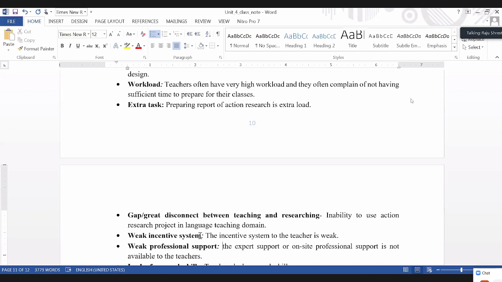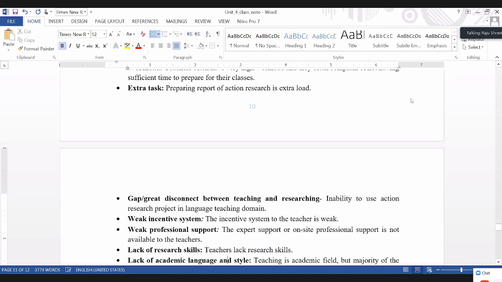Teachers have no support, they just keep doing whatever they already know. So professional support or expert support, on-site professional support, they are not getting, and because of this the importance of action research is diminishing.